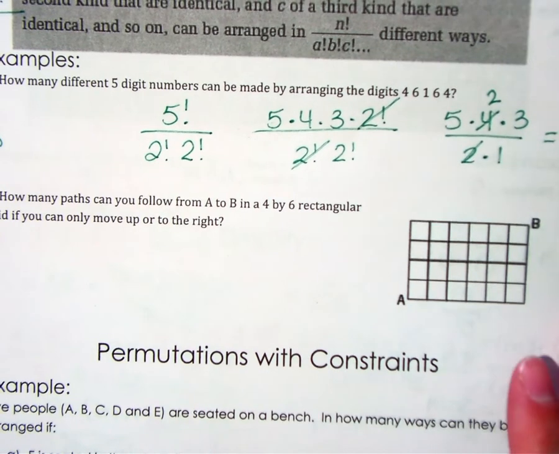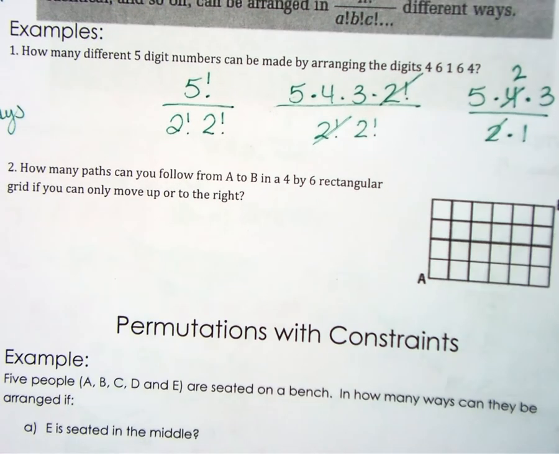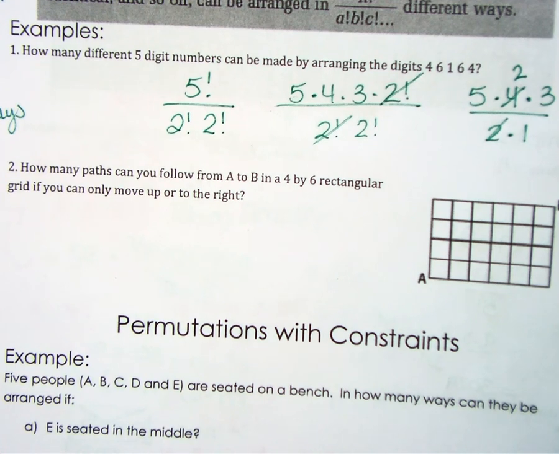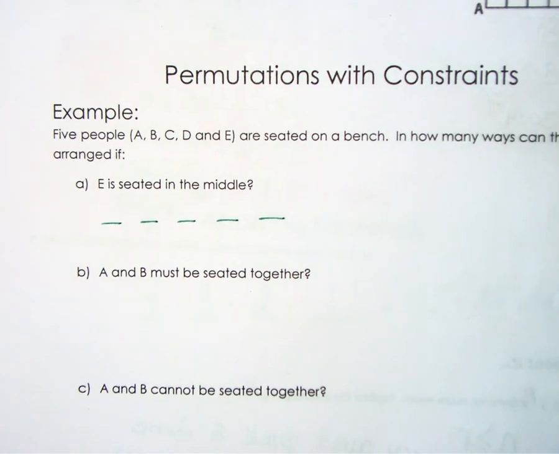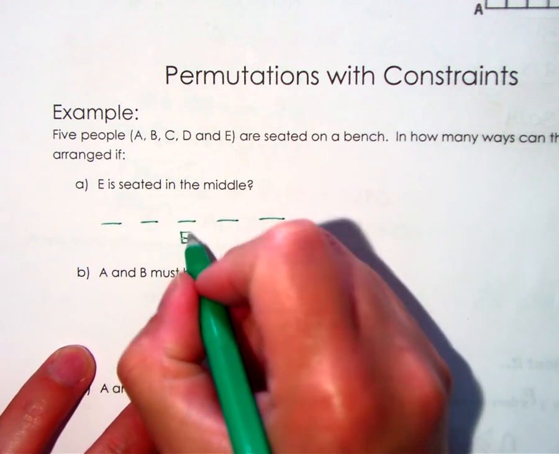I would like to get through this constraints thing. So 5 people, A, B, C, D, and E, are seated on a bench. How many ways can they be arranged if E is seated in the middle? So E has to be seated in the middle. So I go back to my 5 spots: 1, 2, 3, 4, 5.